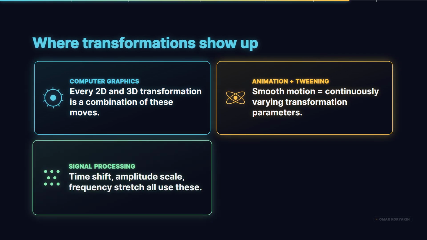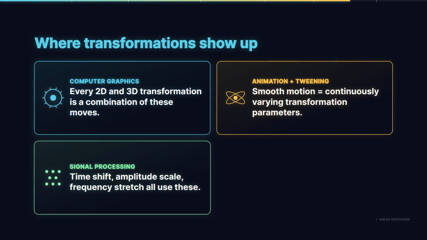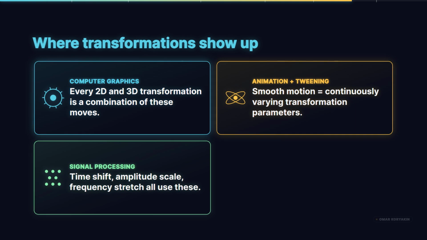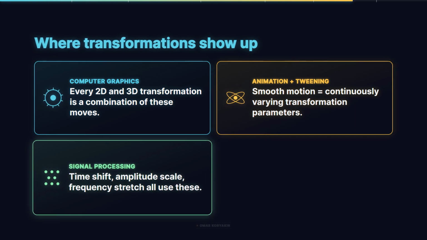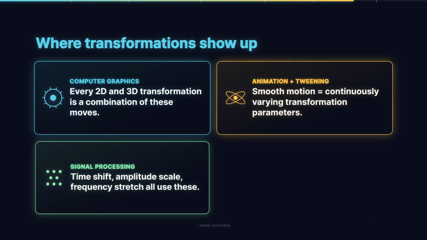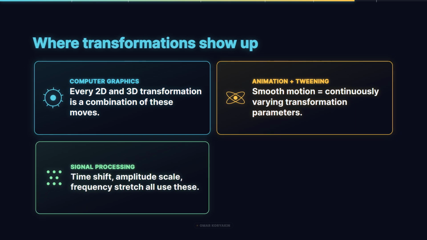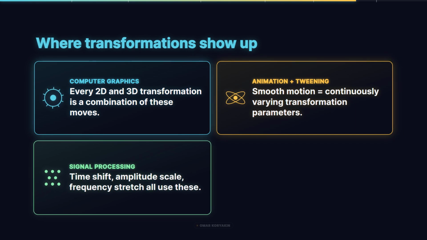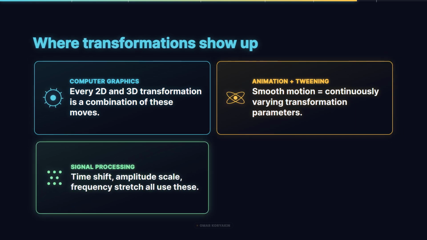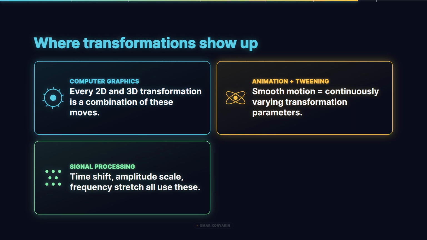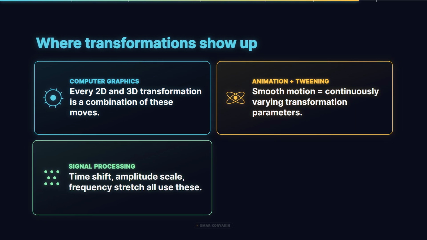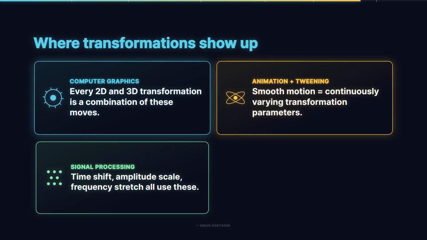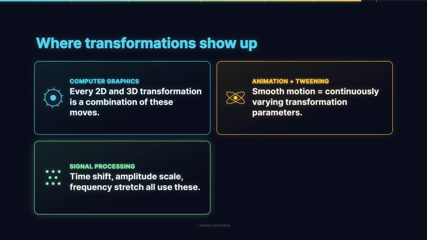In signal processing, time shifts, amplitude scaling, frequency stretching, and phase reflections are all function transformations applied to the signal as a function of time or frequency. Audio editing, image filtering, and many other digital signal manipulations work through composing these standard transformations. The function transformation grammar applies directly because signals are functions of time or frequency, and the transformations are exactly the same ones we learned today.